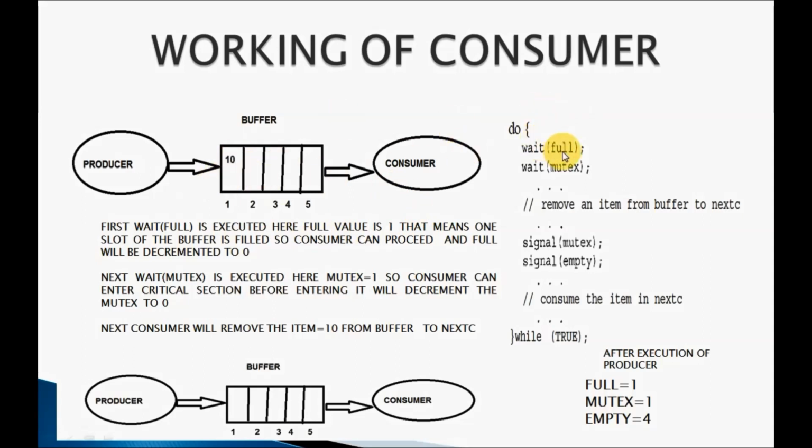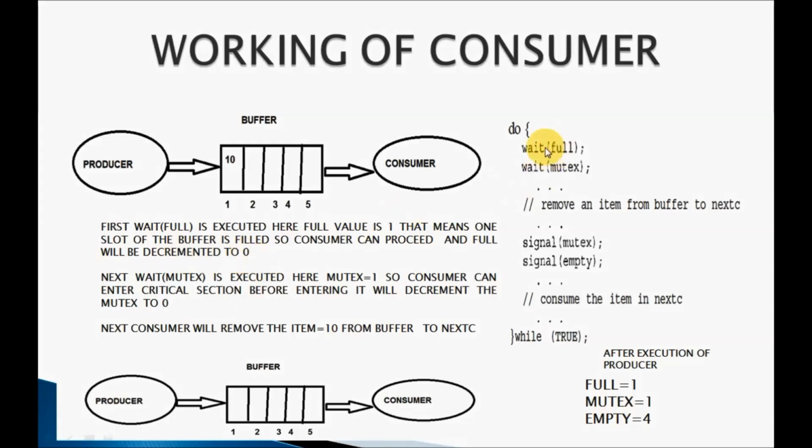If full is 0, what happens? Full is 0 means no item. So obviously your consumer can't execute here. But fortunately here, what is the full value? 1. 1 means what? That means one slot of the buffer is filled. So obviously consumer can continue without any problem. So consumer can proceed and full will be decremented to 0.